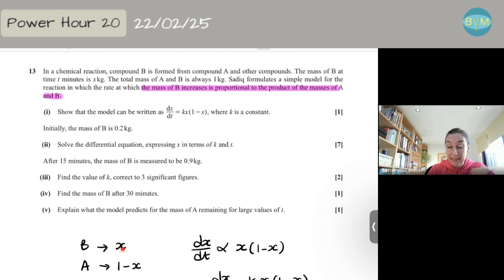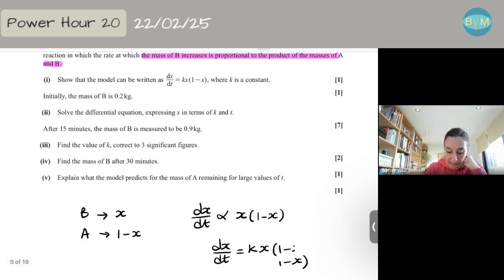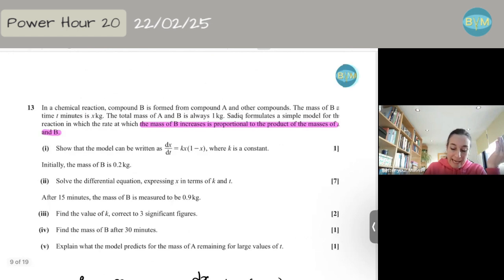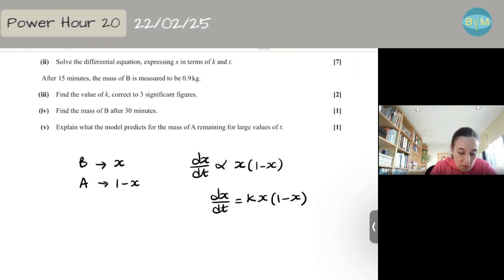So x is 0.2 when t is 0. Solve the differential equation expressing x in terms of k and t. To solve differential equations, the only thing I'm going to do is separate my letters. In this case, I have x and t, my two variables, the ones in dx by dt. I'm going to separate dx on one side, dt on the other one. And I'm going to integrate. So let me show you, because it's very intuitive, so it's not difficult.